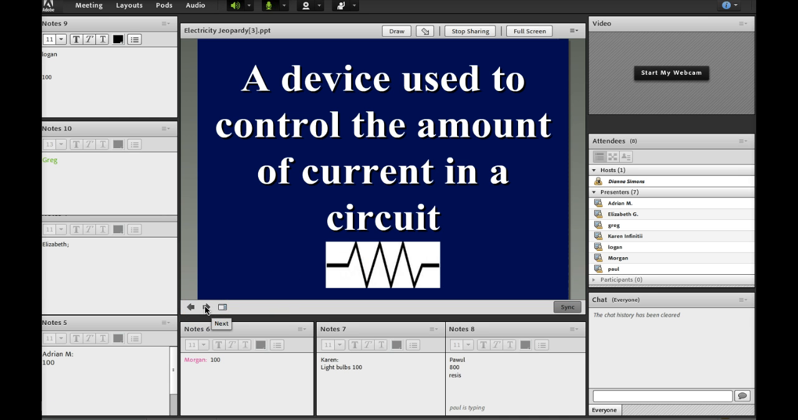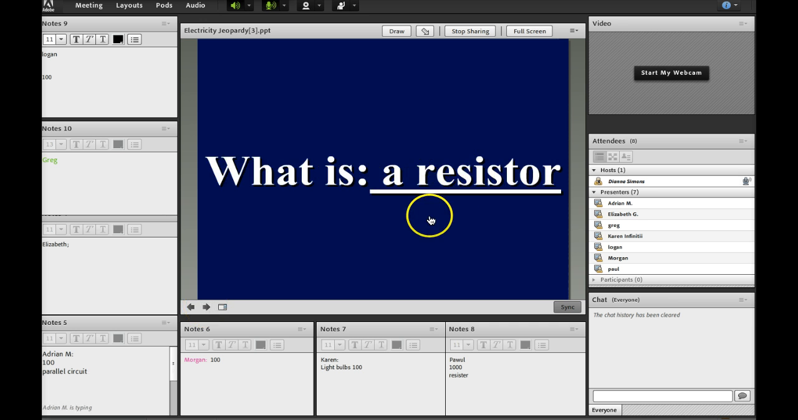Adrian, keep typing. Don't quit typing. Adrian, what were you going to say? Parallel circuit. Okay. So this is called a resistor. Those, I don't know what you want to call them, zigzaggy lines, that's a resistor. So when you see that in a circuit, that is the resistor.